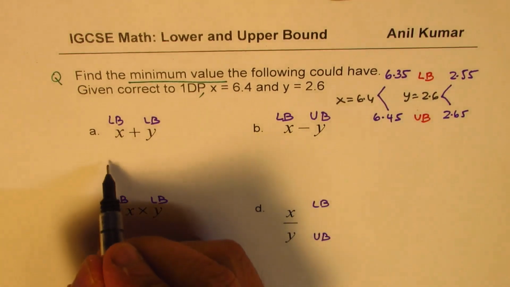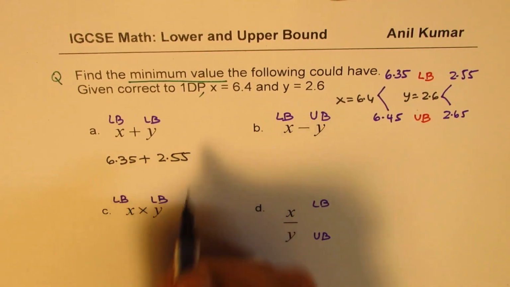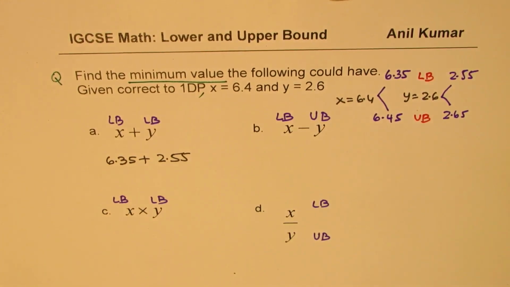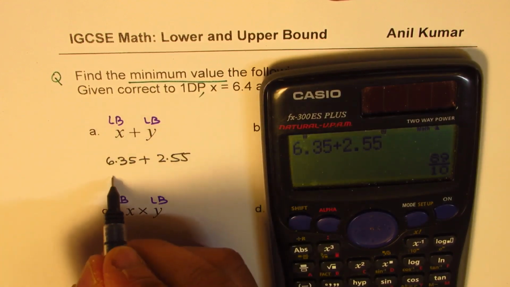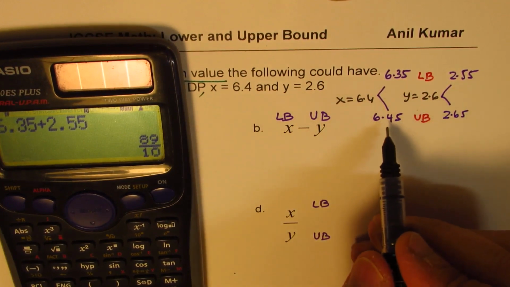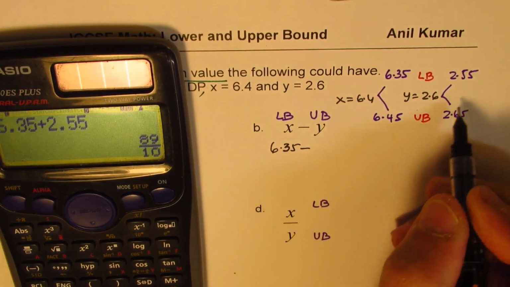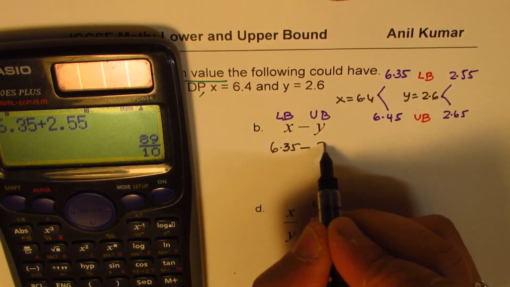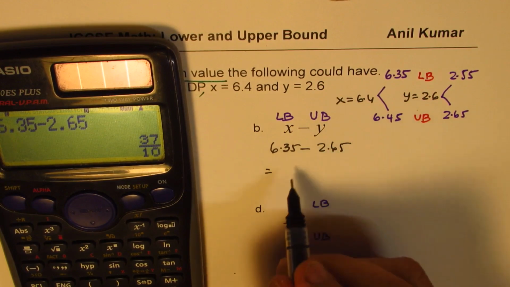So let's add them up, which is 6.35 plus 2.55, correct? And let's use the calculator. So we have 6.35 plus 2.55, which is equal to 8.9. The next value here is the difference. The lower bound for x is 6.35, and we have to take the upper bound for y, which is 2.65. So we do 6.35 take away 2.65, which gives us 3.7.